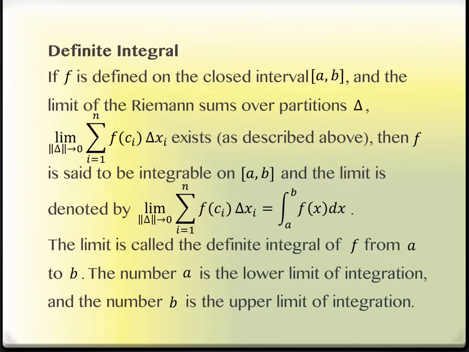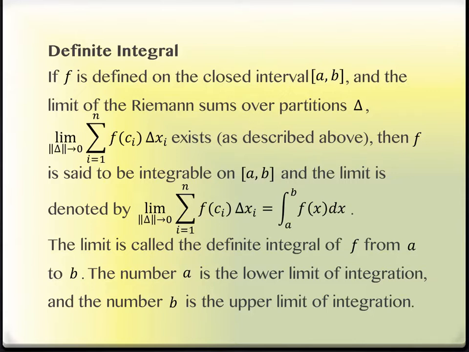So the definite integral: f is defined on the closed interval [a, b], and we take the limit of the Riemann sums over the partitions, and I told you the delta is going to go to 0. That's equivalent to letting your rectangles become infinitely many, right? So having infinitely many rectangles or having the width of the rectangles become infinitely small.